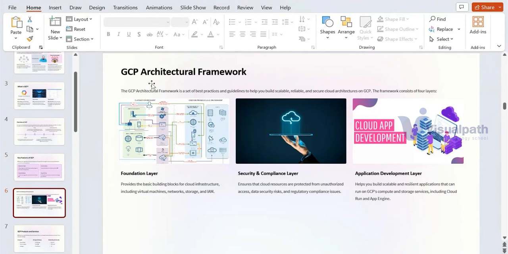So we had already looked into the architectural side. So we basically define it into three layers. The foundation layer, which covers the computing layer and the storage layer. Next comes the security layer, where we will cover the networking as well as the security aspects of how to protect the resources that we have created.